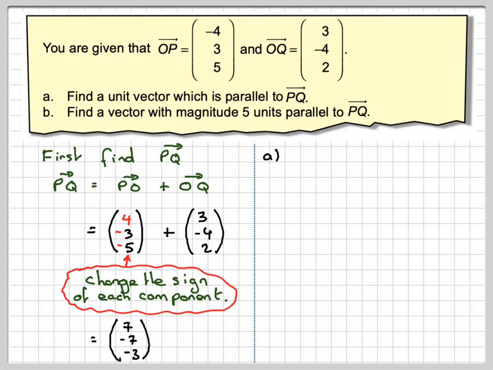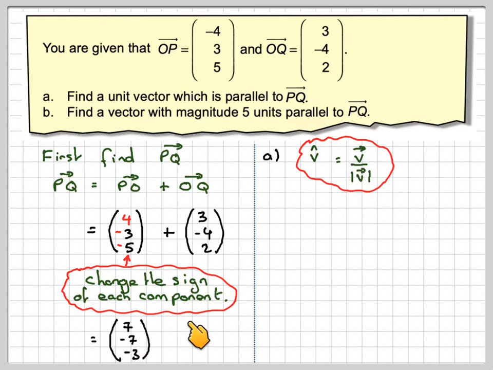Now we must find the unit vector which is parallel to PQ. So what are we doing there? We're finding a vector which has a length of 1 unit. To do that, and this is the symbol for unit vector, you write down the vector and you divide the vector by its magnitude, and that makes sure that you have a unit vector, i.e. a vector of length 1. So we're going to have to find the magnitude of this.